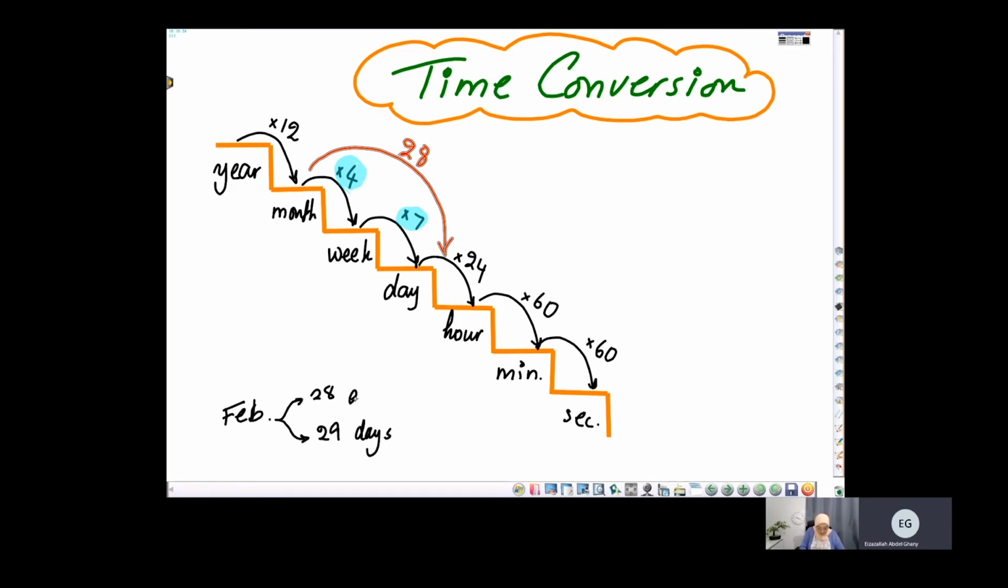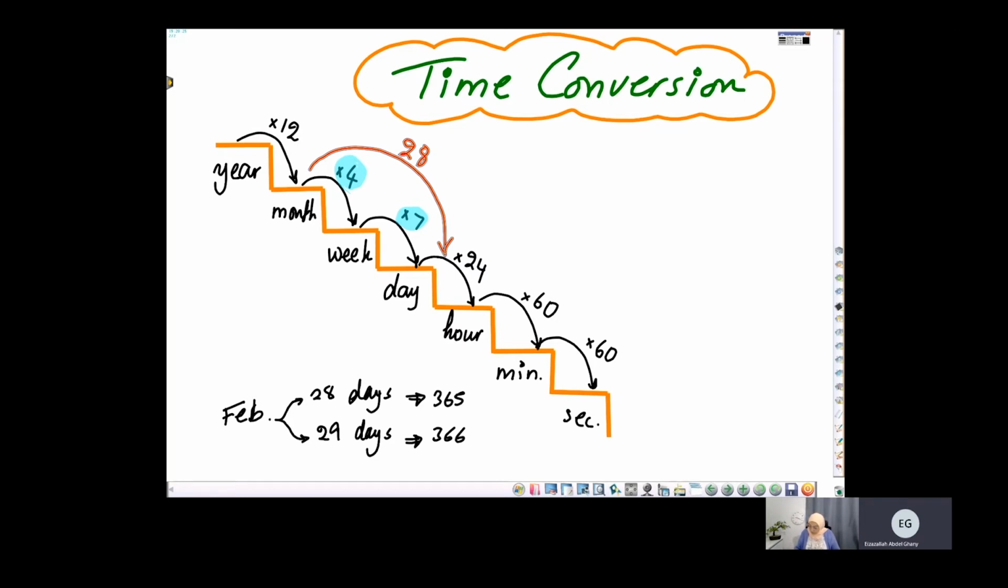Because of February, the year sometimes is 365 days, and every 4 years, it is 366 days. You know about the leap year and the common year. So it is not accurate to say that 1 month is 4 weeks. Precisely, no, it's not 4 weeks.